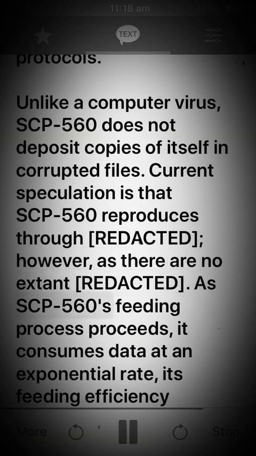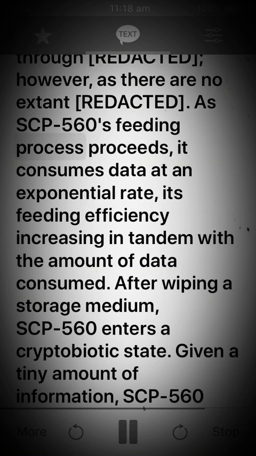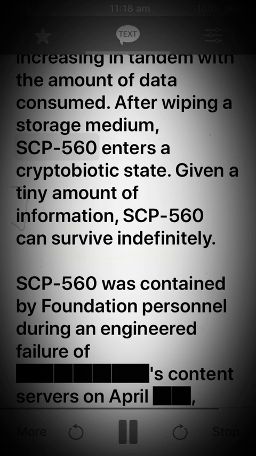As SCP-560's feeding process proceeds, it consumes data at an exponential rate, its feeding efficiency increasing in tandem with the amount of data consumed. After wiping a storage medium, SCP-560 enters a cryptobiotic state. Given a tiny amount of information, SCP-560 can survive indefinitely.